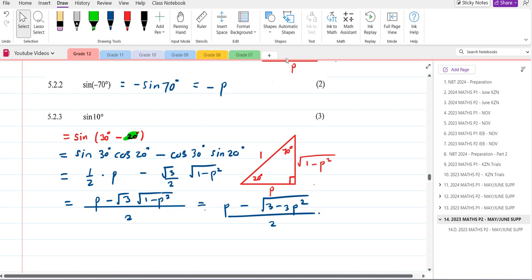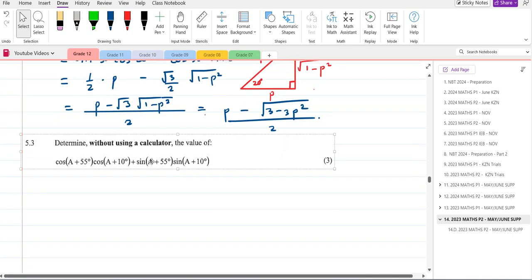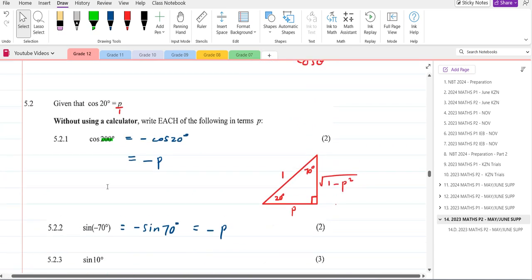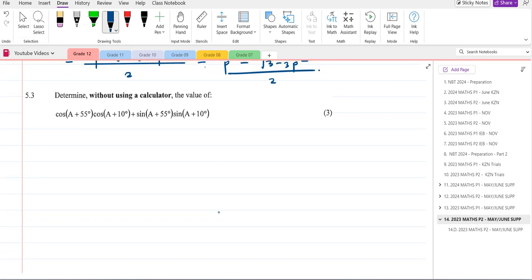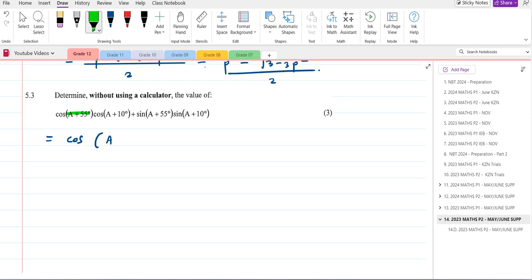Next problem. Determine without using the calculator the value of this. I think this is moving on to a separate problem, because that was the 5.2 triangle question. So this is an independent problem. Let's solve this. Cos A plus 55, cos A plus 10, sine A plus 55, sine A plus 10. So you got cos, cos, sine, sine. So that's the cos compound angle. That's your first angle here, and that's your second angle here. Can you see? A plus 10, A plus 10. So cos, cos, sine, sine.